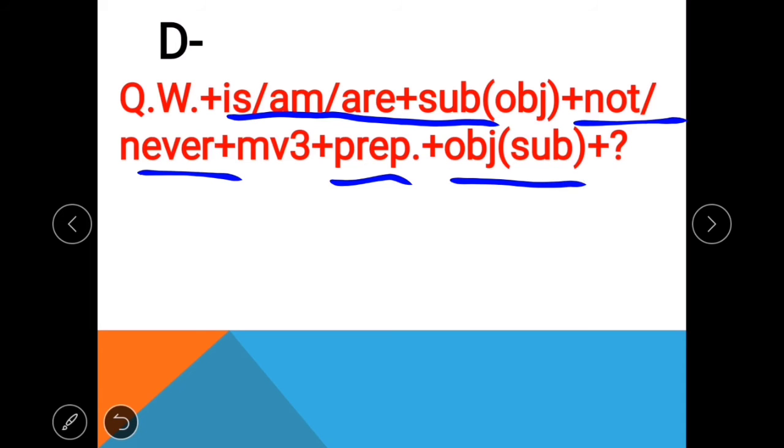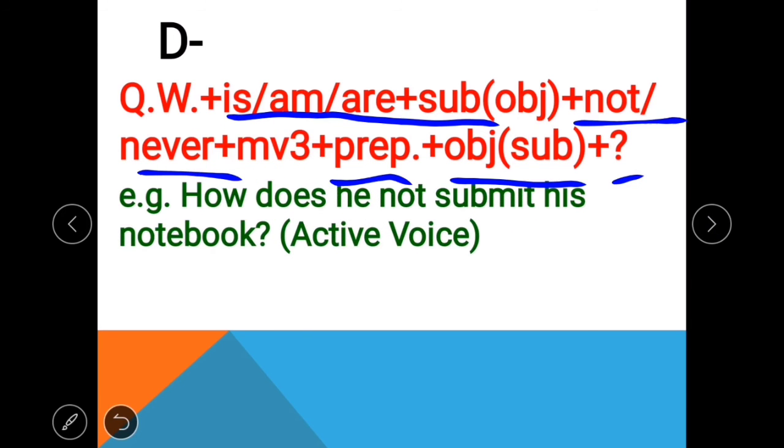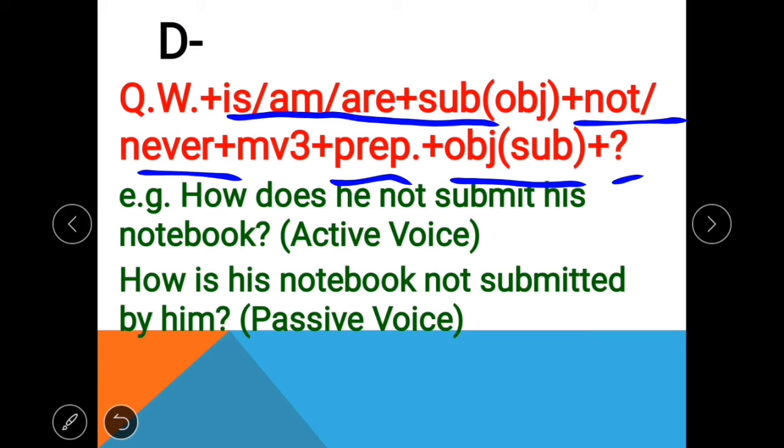And the last rule begins with a question word and it has a negative sense. So question word, then is, am, or are, then subject plus adverb not or never, then the third form of the main verb, which is also known as past participle, then preposition, after that an object which is made from the subject, finally question mark. For example, how does he not submit his notebook? This is an active voice. Its passive voice is, how is his notebook not submitted by him? This is passive voice.